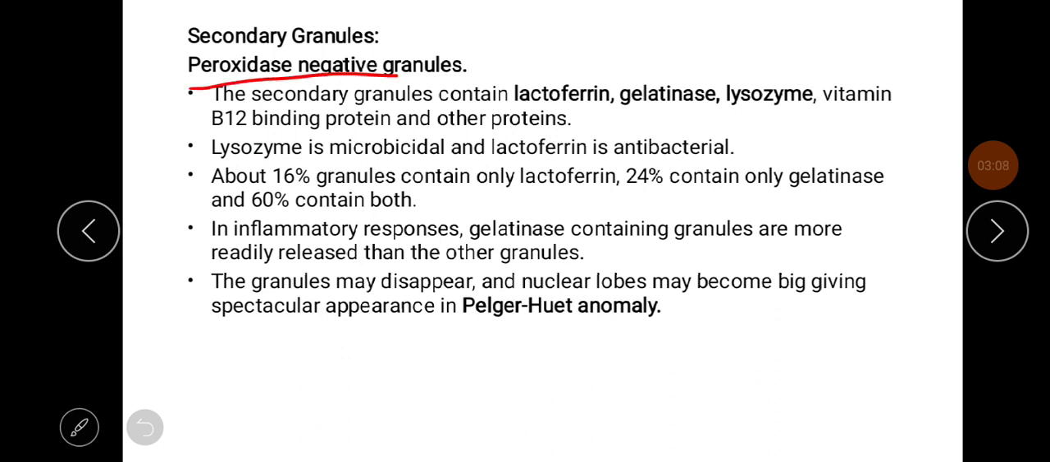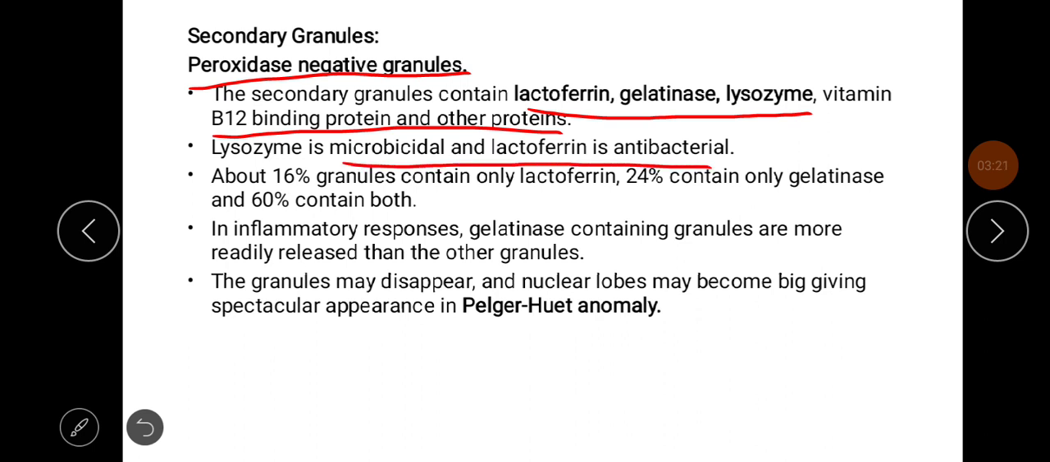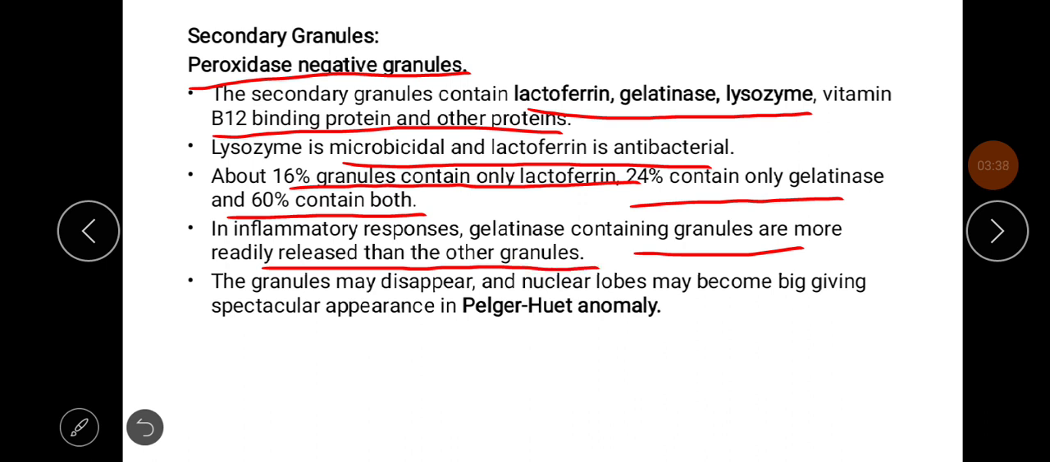Secondary granules or peroxidase negative granules. The secondary granules contain lactoferrin, gelatinase, lysozyme, vitamin B12 binding protein, and other proteins. Lysozyme is microbicidal and lactoferrin is antibacterial. About 16% of the granules contain only lactoferrin, 24% contain only gelatinase, and 60% contain both. In inflammatory response, gelatinase containing granules are more readily released than the other granules.